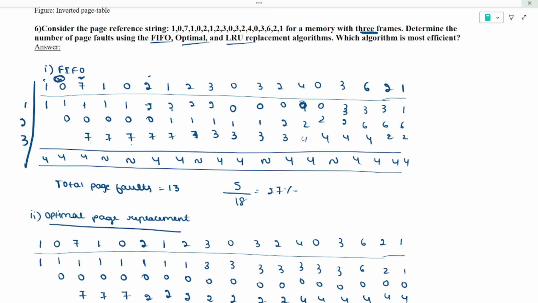2 is repeated, so 2 1 7 you will keep it as it is. 3 is not present, 7 is from here, so you will replace this again. 0 is not present here, 2 is repeated from here, you will replace 0. 1 3, and again 0 1 3 will be there, 2 is not there, we will replace 1 from here, it is repeated, so 2 3 you will keep it as it is. Next again 4, the same way you will replace with first in first out.